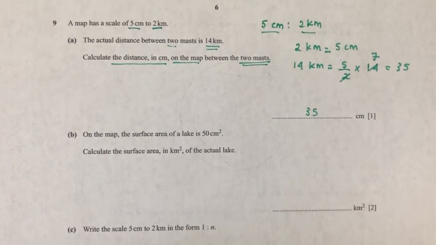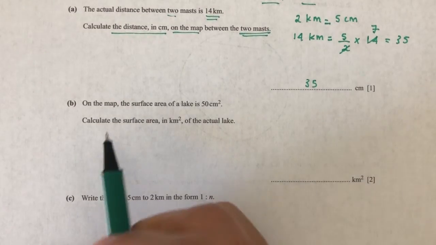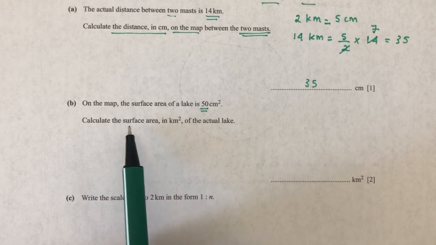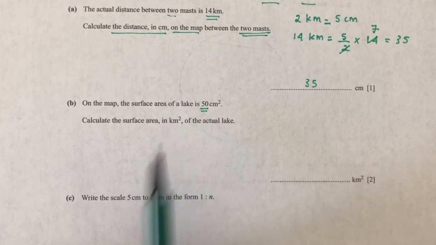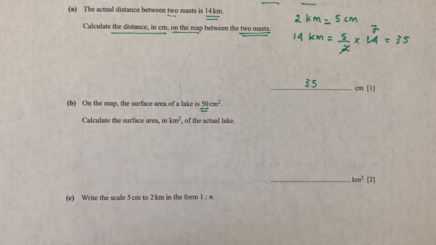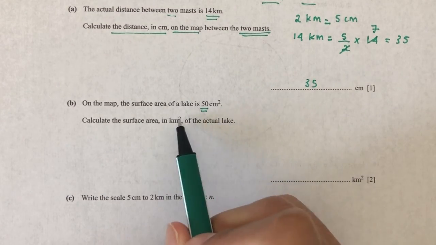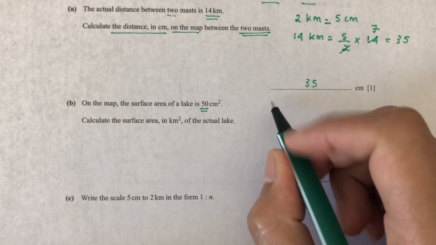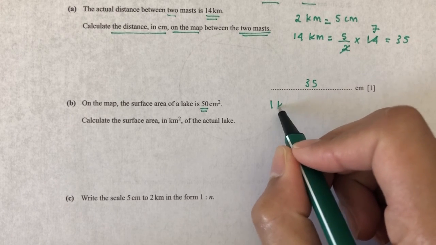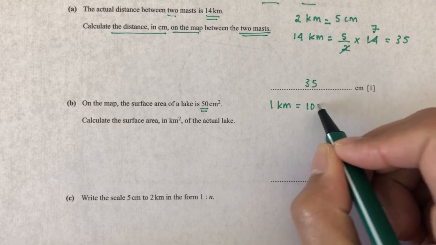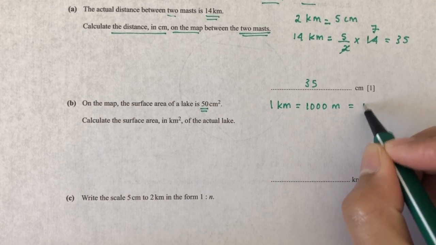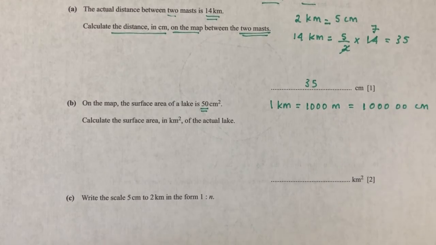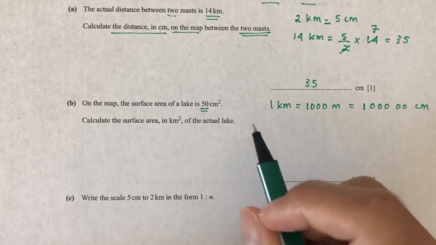Okay, so now moving down to part B. On the map, the surface area of the lake is 50 centimeters square. Calculate the surface area in kilometers square of the actual lake. Okay, so we first have to find the scale of centimeter square. So let's calculate. We know that 1 kilometer is equal to 1000 meters, which is equal to 1,000,000 centimeters, right?